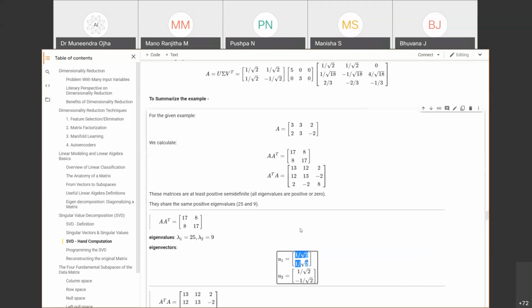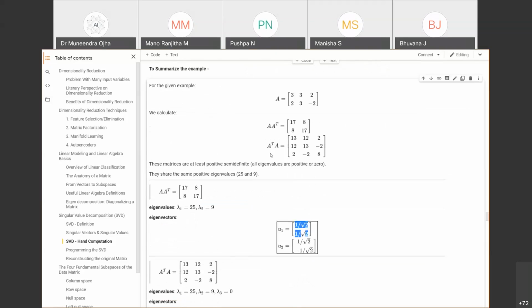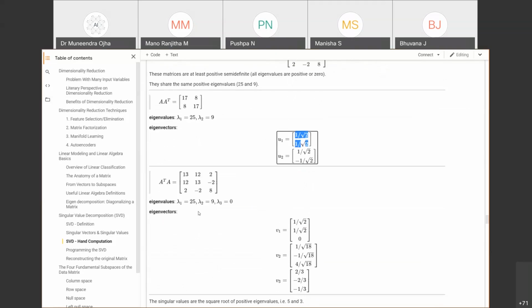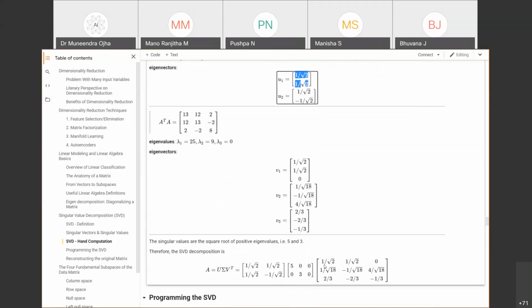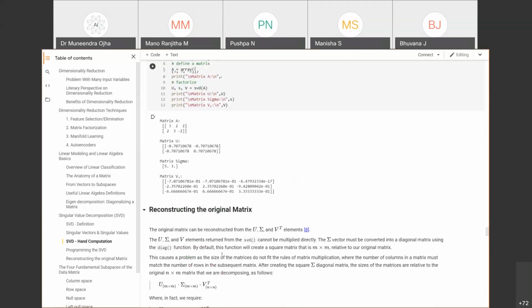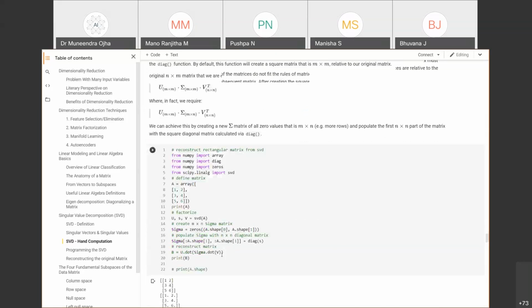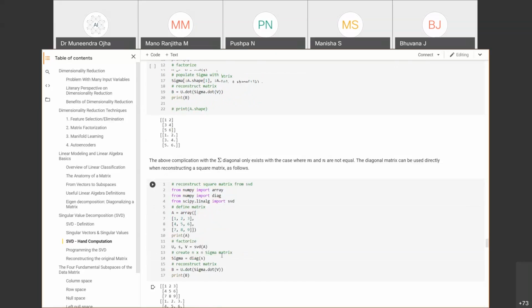That is the first matrix. For A transpose A, this matrix, we obtain its eigenvalues as 25, 9, and 0. The eigenvectors are these three. And for that, we have our corresponding V transpose as this one. So matrix A is broken into three subcomponents: U, sigma, V transpose. What is the physical significance of having these matrices?